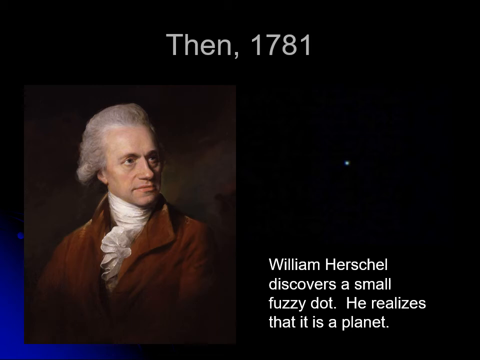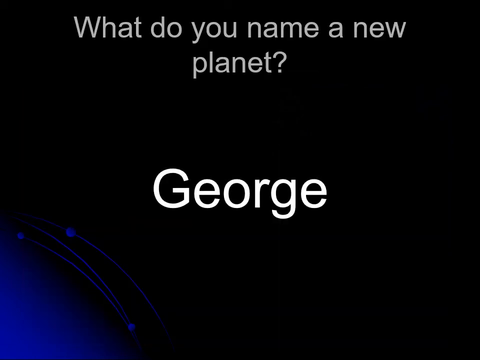So if you discovered a planet, what would you name this planet? The next one out beyond Saturn. And he decides to name it, and he couldn't figure out what to name it, so he says, wait, the King of England is George III. So he named the planet George after the King of England. Okay. So Mercury, Venus, Earth, Mars, Jupiter, Saturn, George.